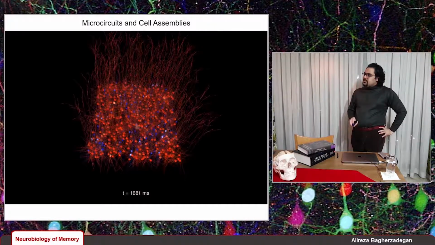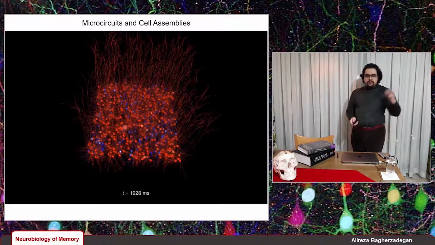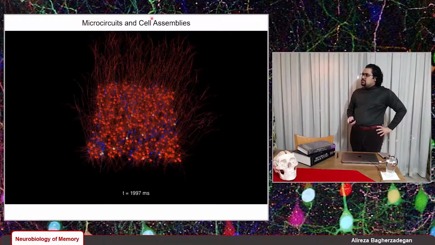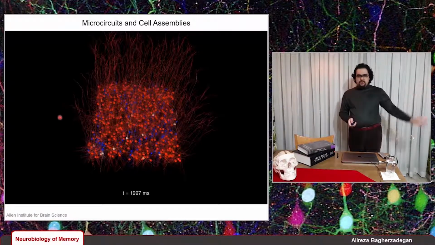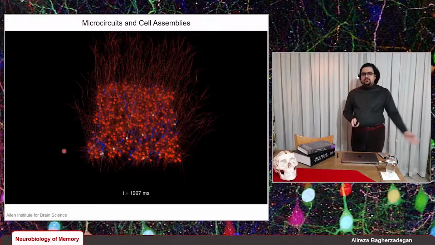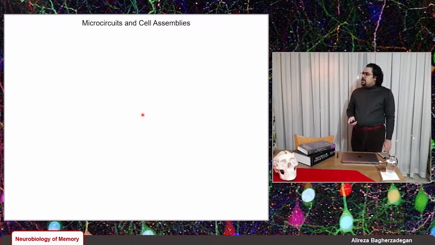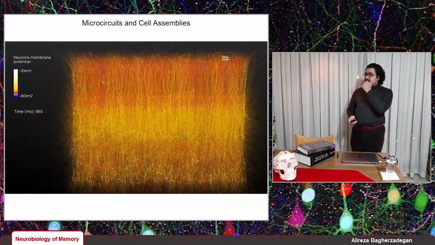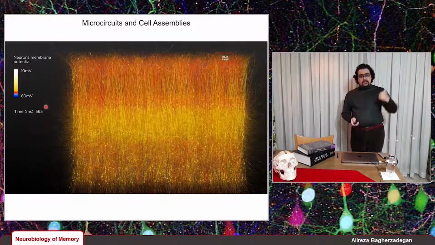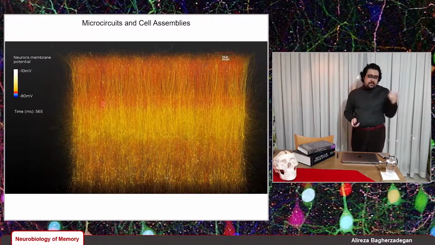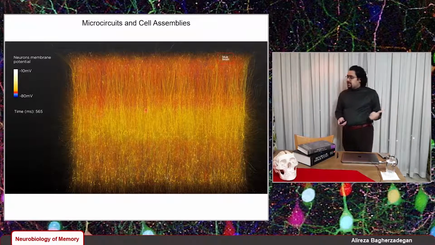So you can see that at each time, different neurons fire together. Okay, so they can be part of a single cell assembly. This is from Allen Institute for Brain Science. It's a very popular institute, and is doing a lot of big projects in neuroscience, of course. And this movie is from the Blue Brain Project by Professor Henry Markram, that I introduced in the previous lecture.